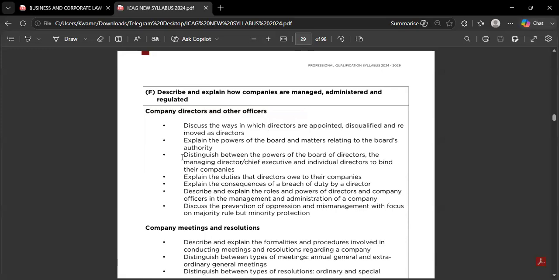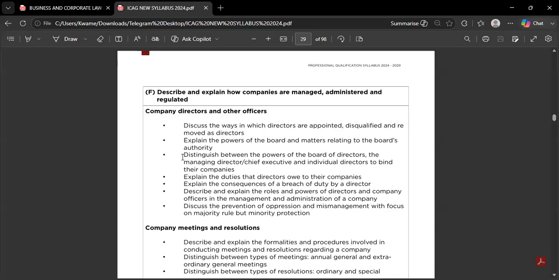Then we have how companies are managed, administered, and regulated. That's where we see who are officers of the company. We see directors, and the various types of directors. We see auditors and their role. We see the company secretary and their role. These are officers of the company. They all have their obligations, their rights, and their powers. They all have the scope within which they work.